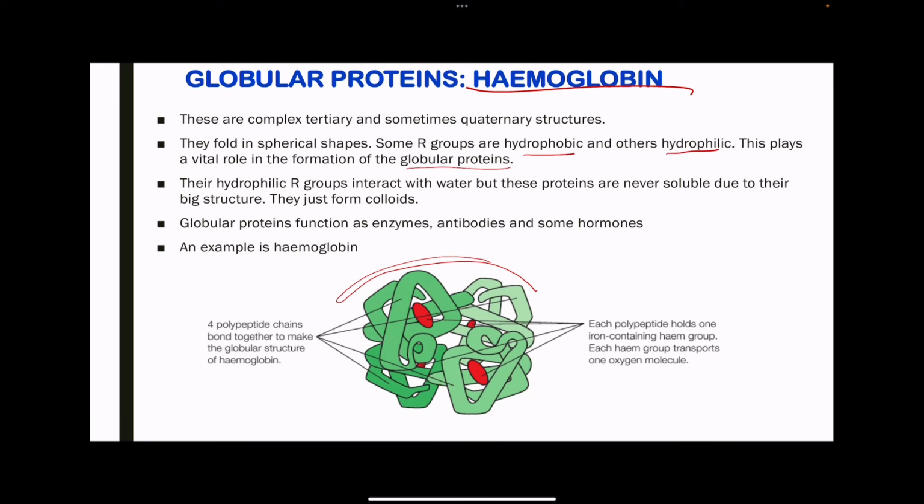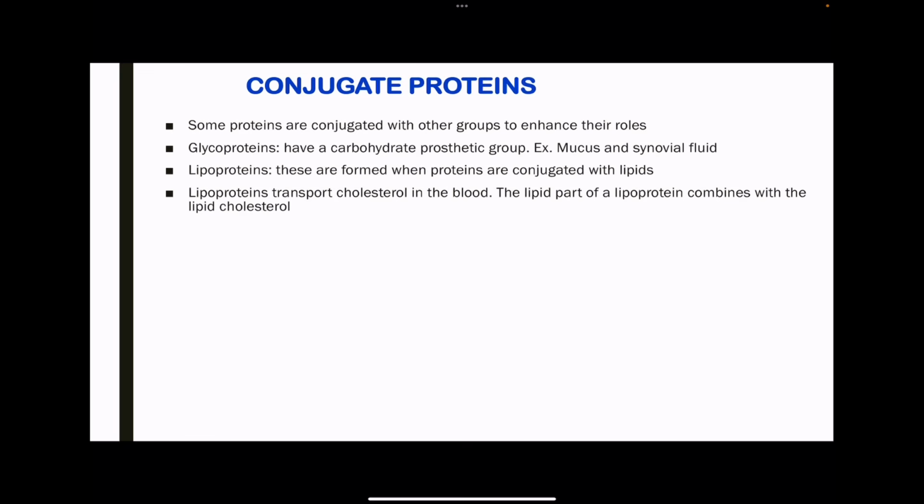Their hydrophilic R groups interact with water, but these proteins are never soluble due to their big structure. They just form colloids. You also need to know that globular proteins function as enzymes, antibodies, and some do function as hormones. A typical example is hemoglobin, and this is what we see here. These are the 4 polypeptide chains, and then we have 4 heme groups that contain iron.